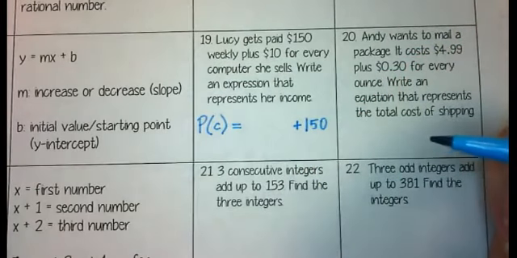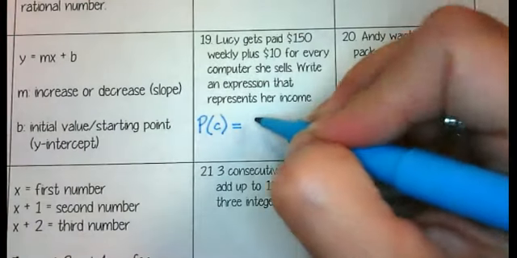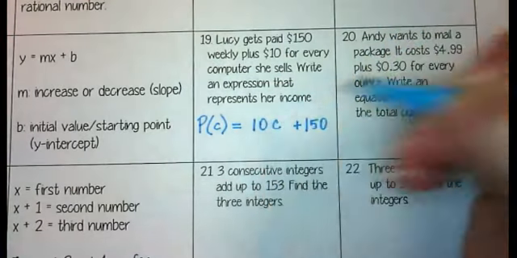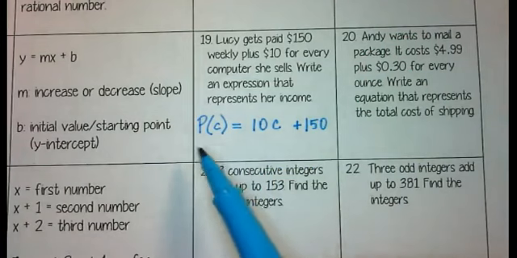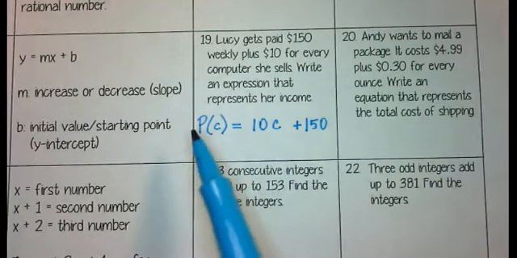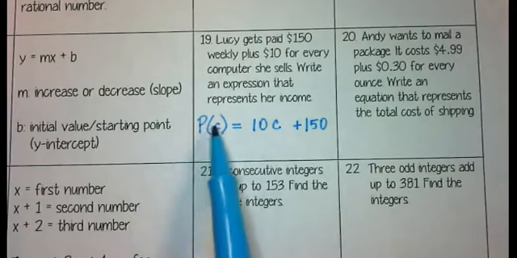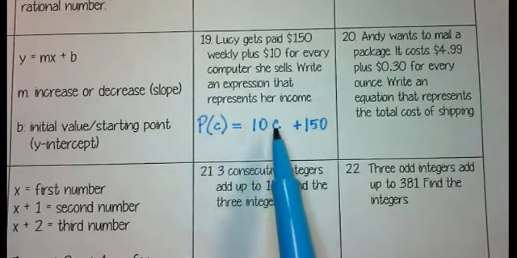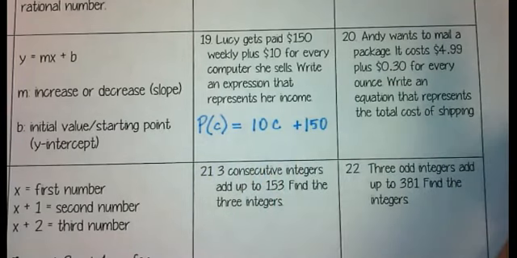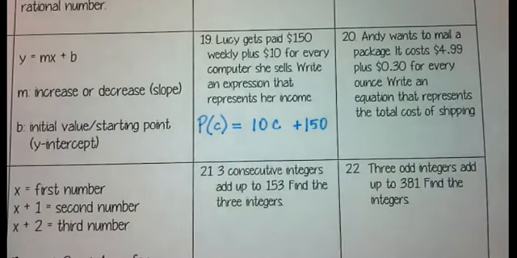So that's our starting point. And what's going to change is that she will increase $10 every time she sells a computer. So this equation right here shows me that the pay Lucy receives depends on the number of computers she sells. She'll get $10 for every computer plus the $150 she gets from the beginning.